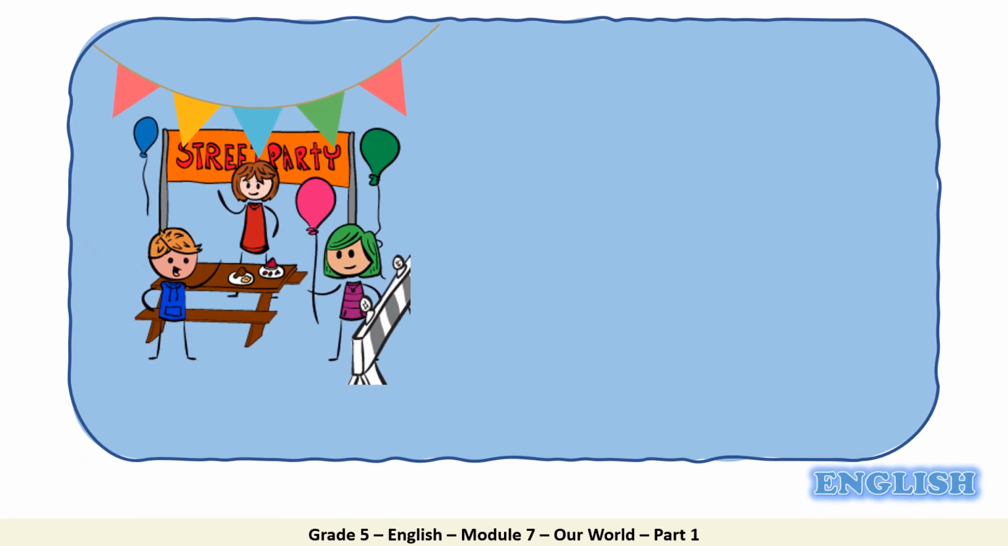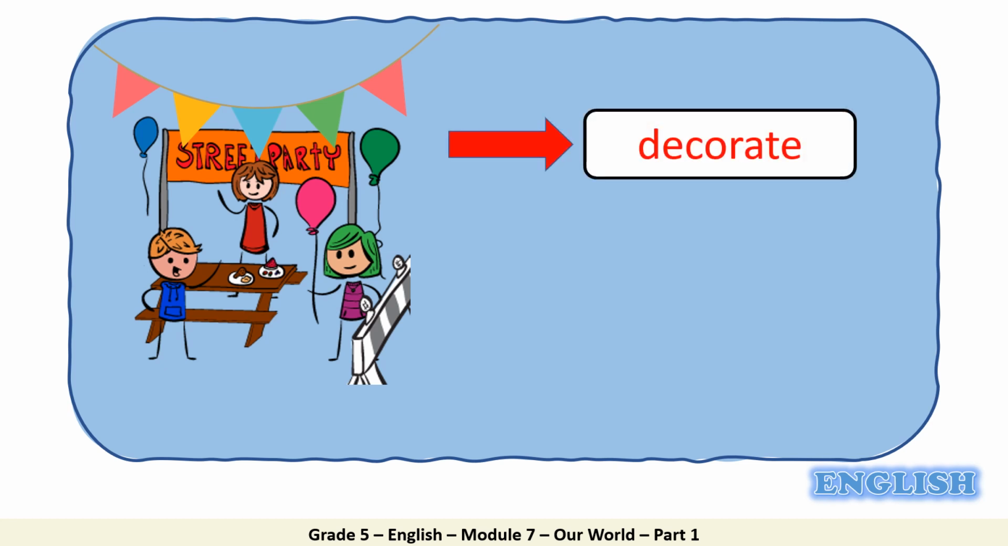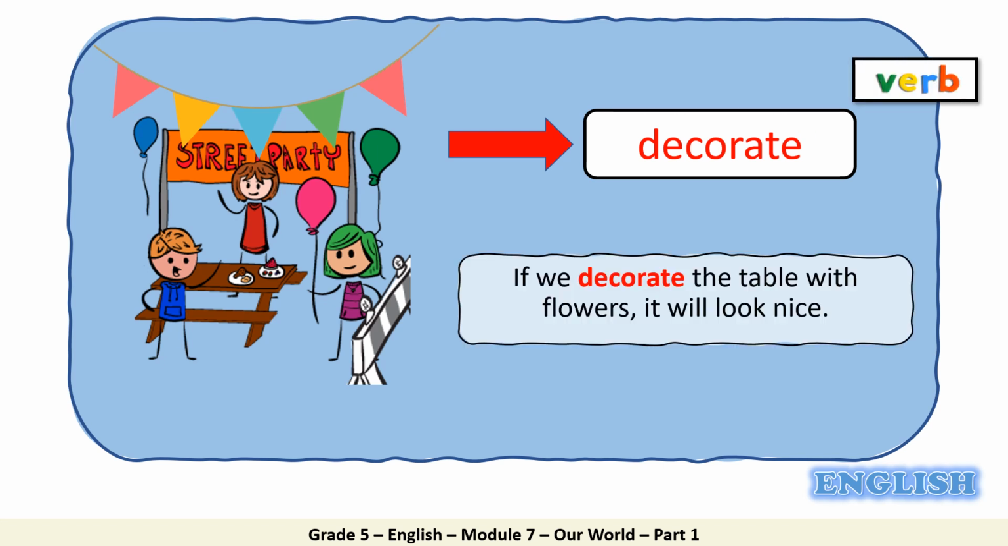Can you see these 3 friends? They are preparing for a party. They have balloons, flags, signs, and other things which they will use to decorate the party. The word decorate is a verb. For example, if we decorate the table with flowers, it will look nice.